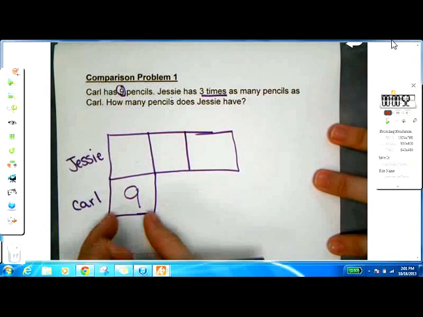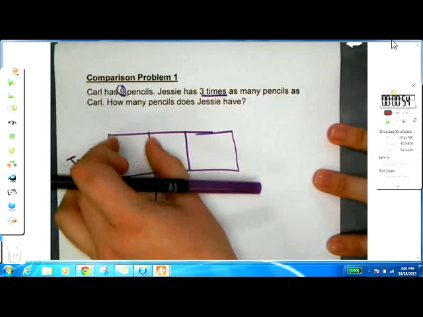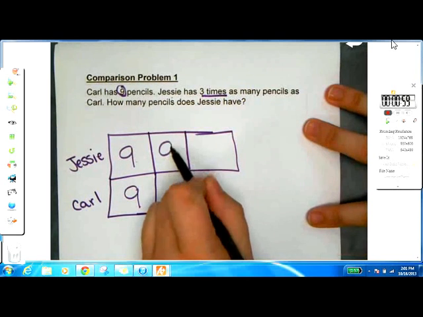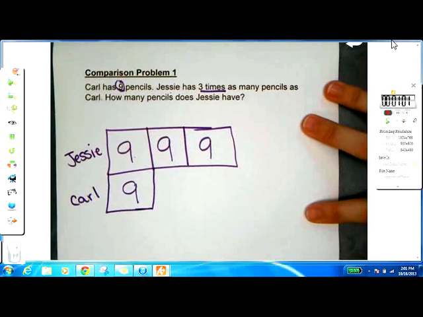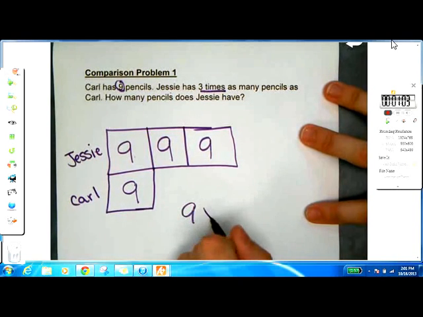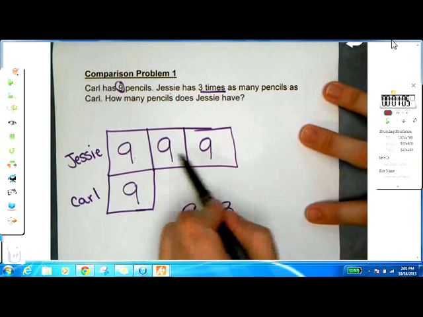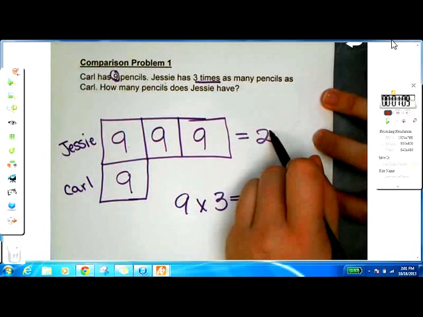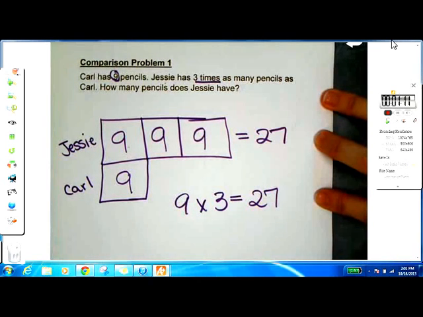And then we can see here that 1 part of Carl is equal to 1 part of Jesse. So Jesse has 3 parts of the 9. We can say 9 times 3, 1, 2, 3, is 27. So we can say that Jesse has 27 pencils.